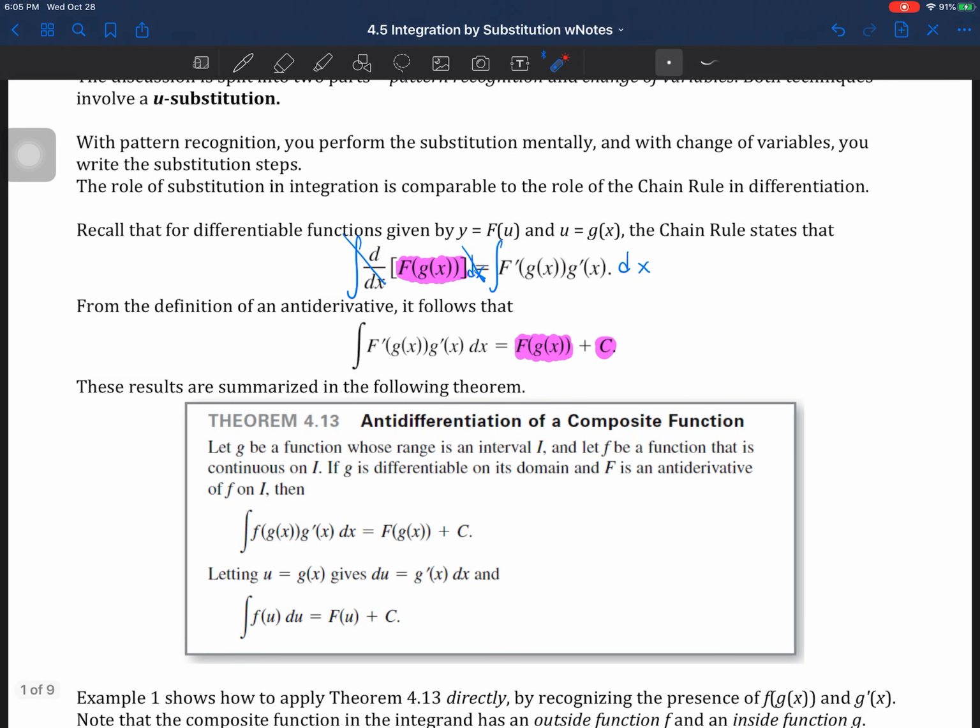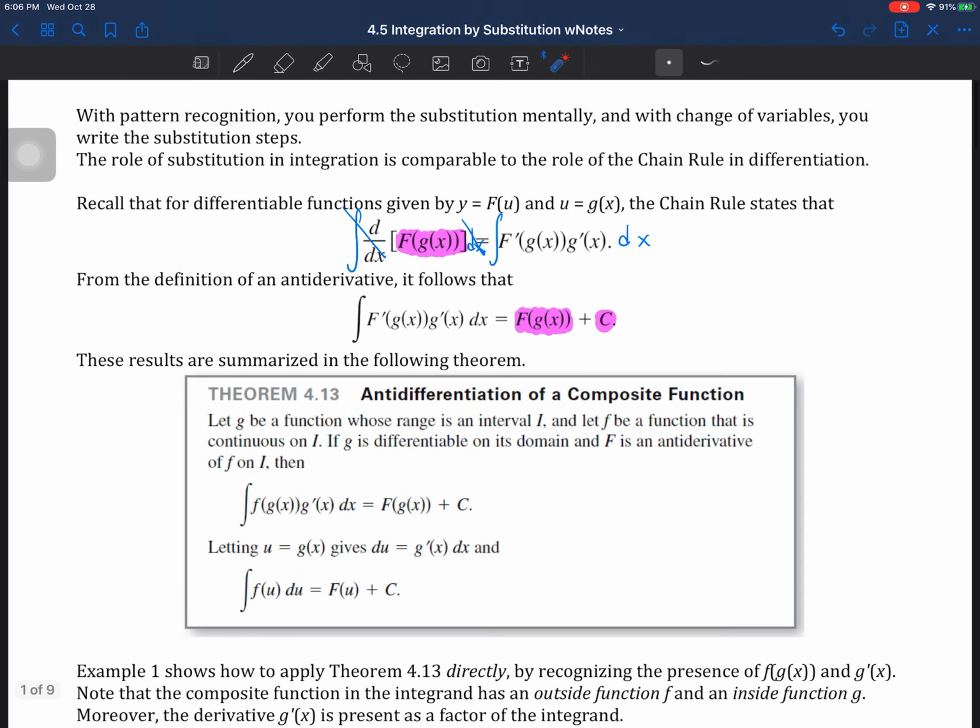And so we can generalize this with the next theorem. Theorem 4.13, the anti-differentiation of a composite function, states: let g be a function whose range is an interval I, and let f be a function that is continuous on I. If g is differentiable, meaning the inside function, on its domain, and F is the antiderivative of f on some I, then the following is true.